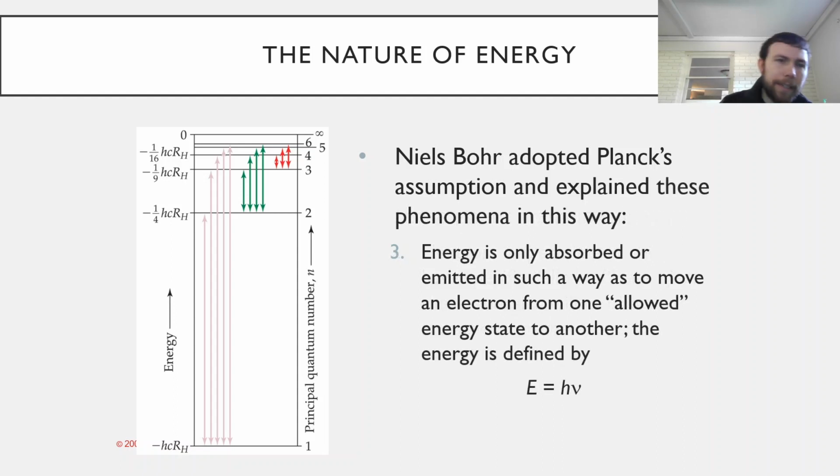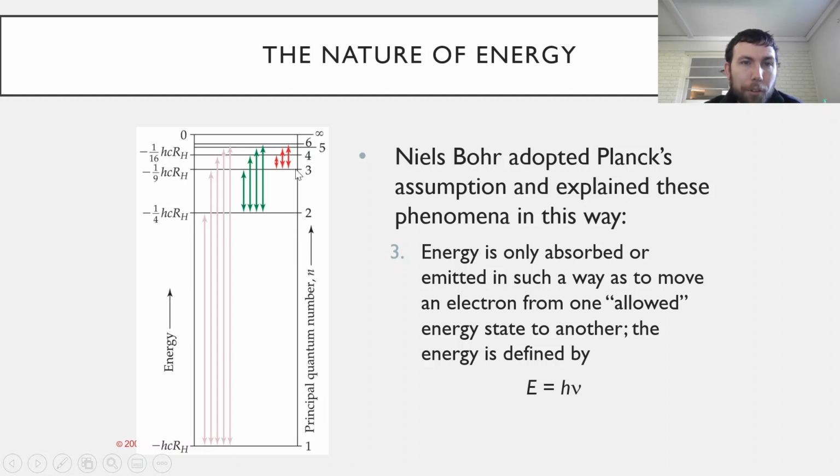And then the third thing that he proposed is that energy is only absorbed or emitted in such a way as to move an electron from one allowed energy state to another, as defined by that energy equation that Planck and Einstein proposed. Now, if you're looking at this diagram over here, you could think of it as the numbers 1, 2, 3, 4, 5, and 6. Those are the energy levels. And so what Bohr is proposing is that an electron could move from 1 to 2.